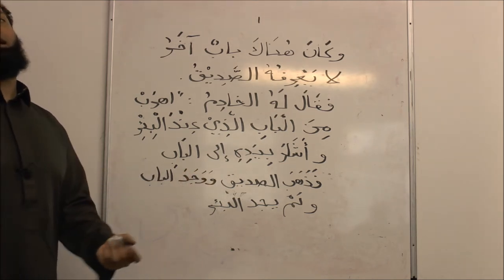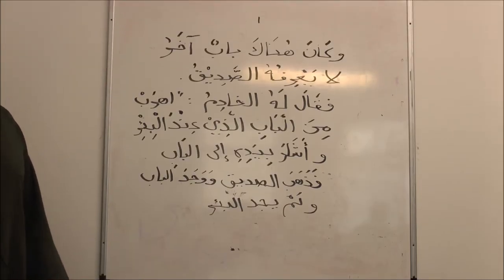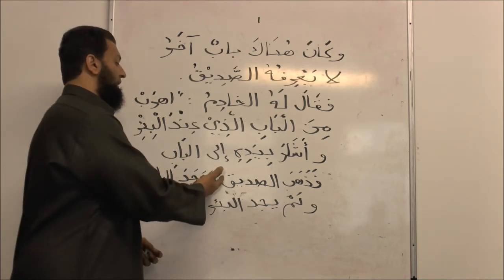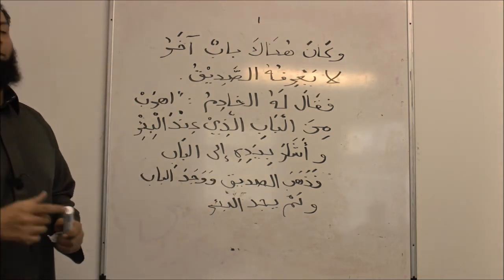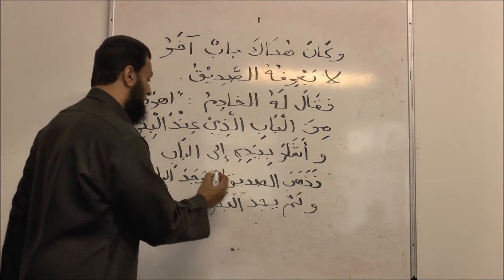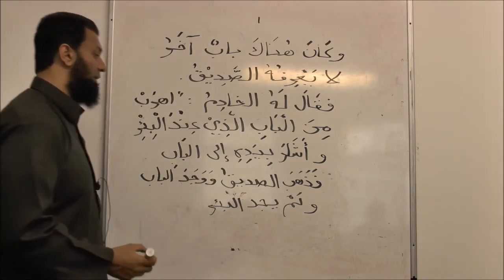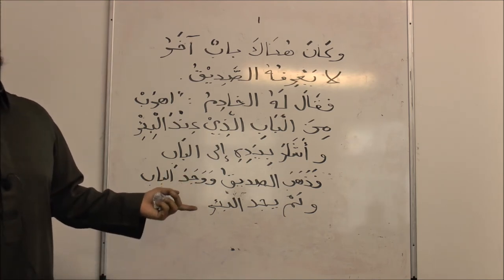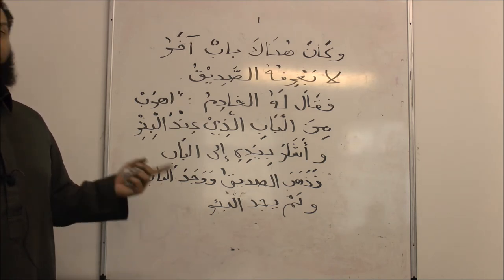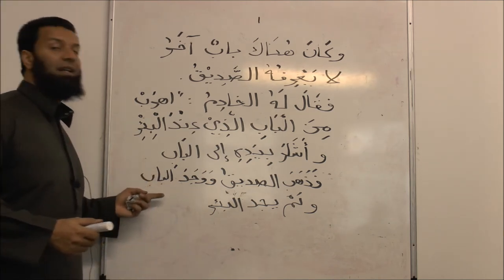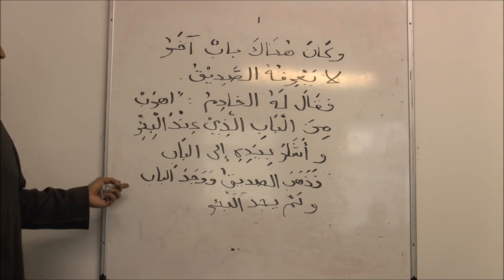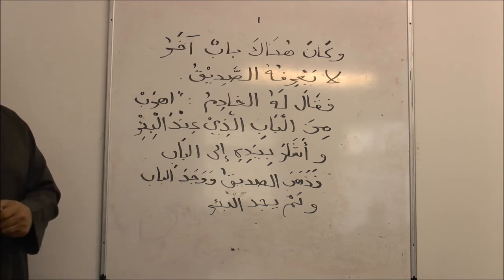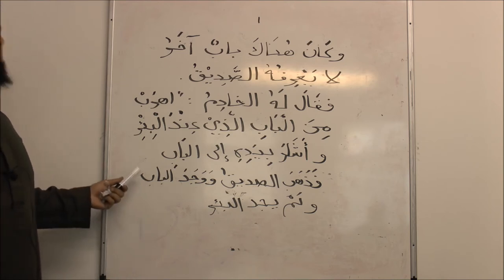فذهب الصديق. فذهب means so he went. الصديق is the fa'ilun, and the fa'ilun is always marfu'un. Right? فَذَهَبَ الصَّدِيقُ. وَوَجَدَ. وَجَدَ means found. He found. وَوَجَدَ الْبَابَ, the door. And a fatha is what goes on the ending of al-bab.